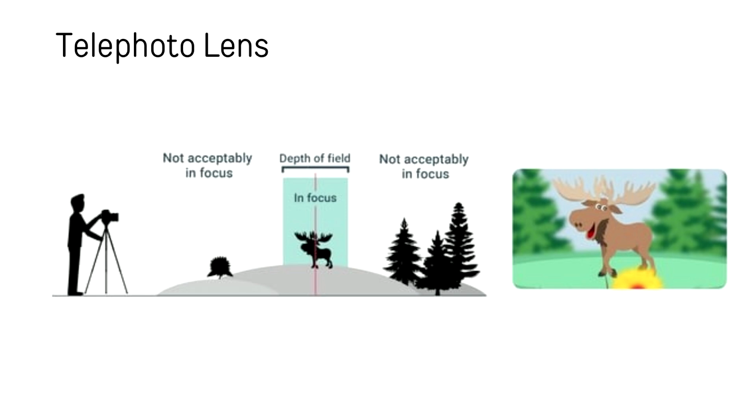Telephoto lenses have long focal lengths. They have focal lengths of 85 millimeters or more. They magnify distant subjects, compressing the perspective and making objects appear closer together. These lenses are excellent for wildlife photography, sports, and capturing subjects from a distance while isolating them from their background.